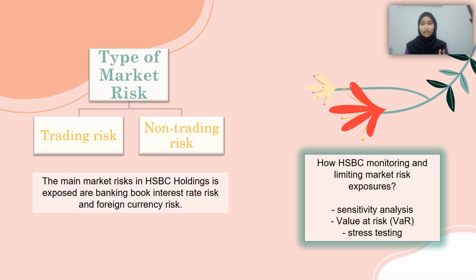There are two types of market risk. The first is trading risk and the second is non-trading risk. But the main market risks that HSBC is exposed to are banking book interest rate risk and foreign currency risk. So how does HSBC monitor and limit market risk exposure? The first is sensitivity analysis, the second is value at risk, and the third is stress testing.